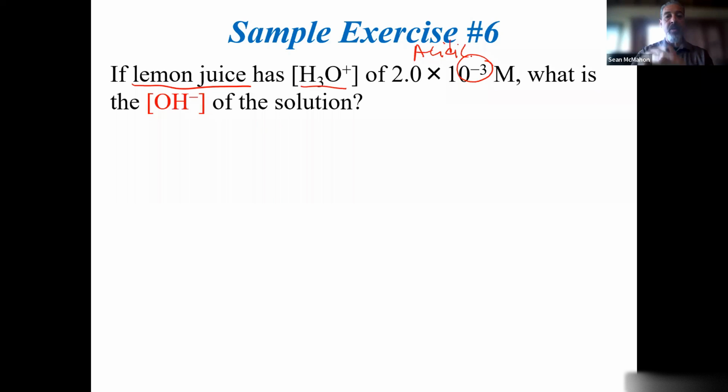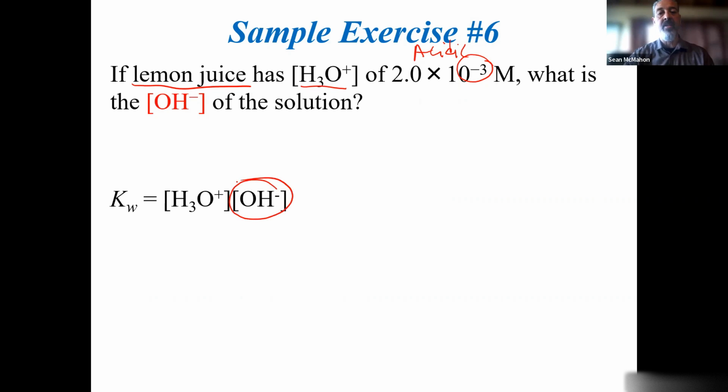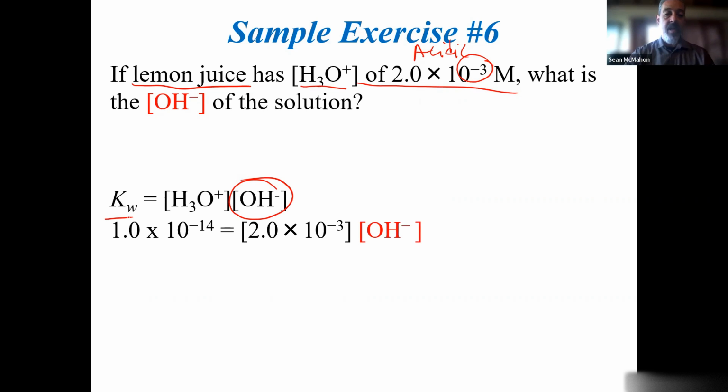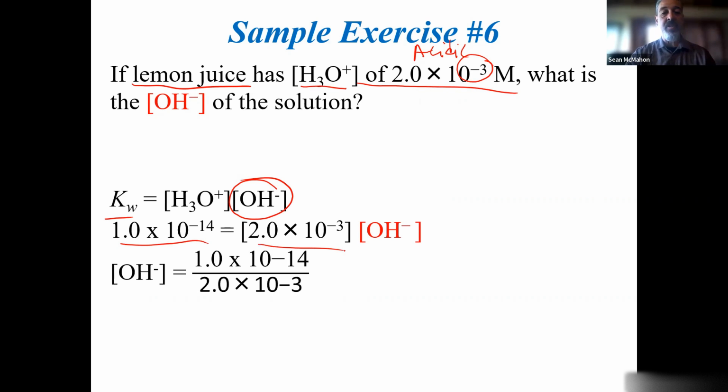But the problem wants you to find the hydroxide concentration. So how do we do that? Kw. We're looking for hydroxide. I have hydronium and a constant. I plug in the numbers, 1 times 10 to the minus 14, 2.0 times 10 to the minus 3, divide both sides, and what do I get? Hydroxide is 5 times 10 to the minus 12.